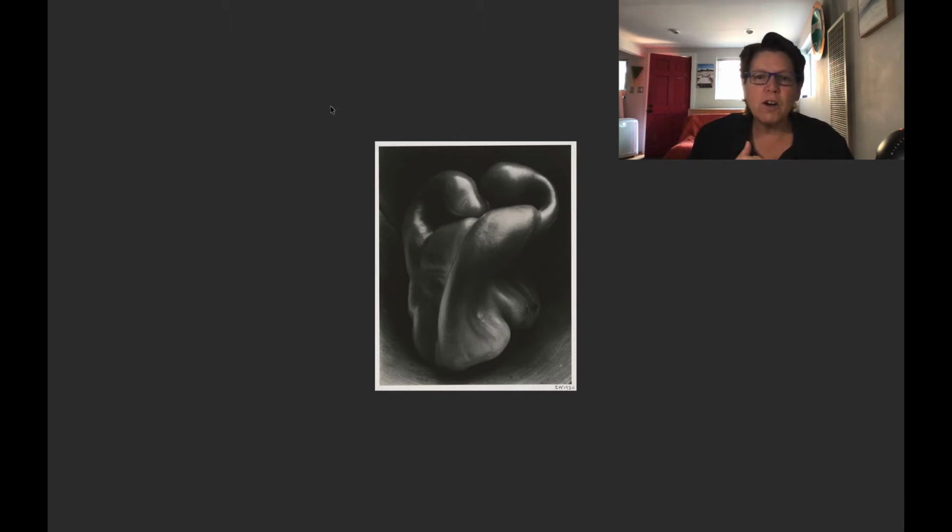Place. It could be your home. It could be a specific building. It could be an idea of place. Or it could be a thing.